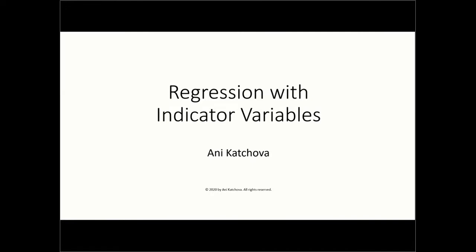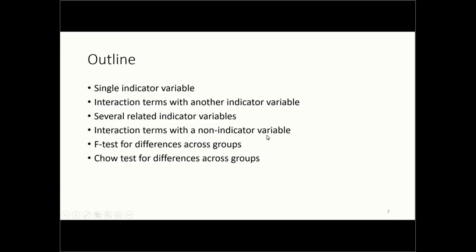In this presentation, I will talk about regression when we have indicator variables. The outline of this presentation would be to define indicator variables, show models with single indicator variable, show models with interaction terms with another indicator variable, then several related indicator variables, interaction terms with a non-indicator variable, and then show F-test and Chow test for differences across groups.